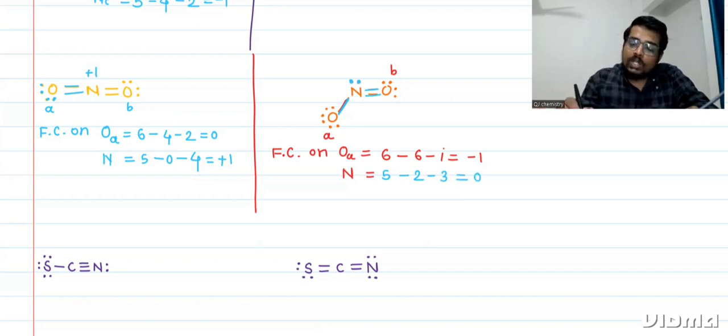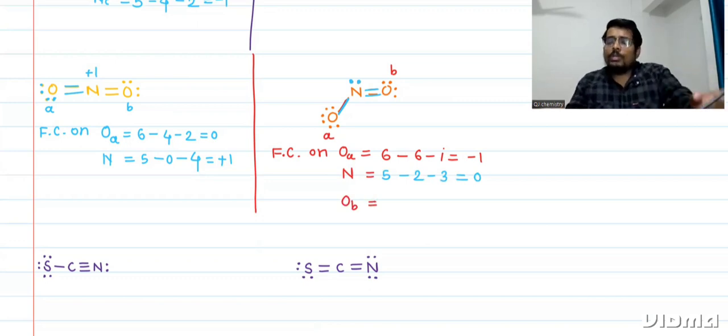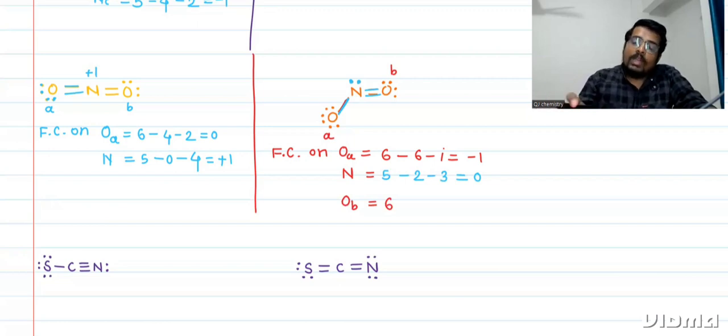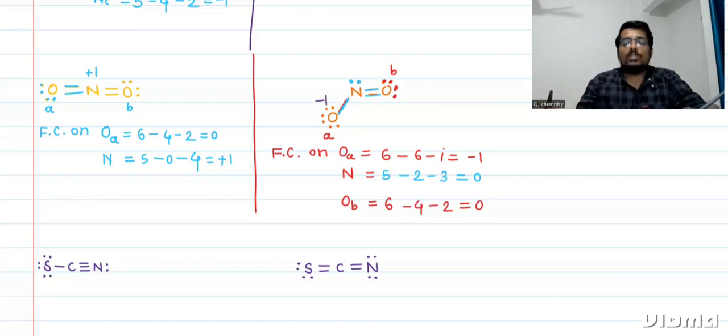Now find the formal charge on oxygen B. How many electrons are there in the valence shell of oxygen B? Total 6 electrons, right? Now how many dots are there on oxygen B? 4 dots are there, right? So 6 minus 4 minus how many bonds are associated with oxygen B? 2. So the charge is equal to 0. So the actual structure along with charges is: on the extreme oxygen A there is a minus 1 charge, on nitrogen there is a 0 charge, and on oxygen B there is a 0 charge. So the given ion is the NO2 minus ion.